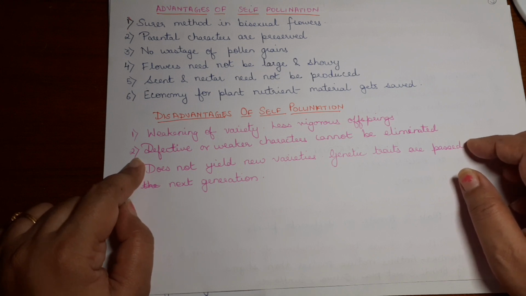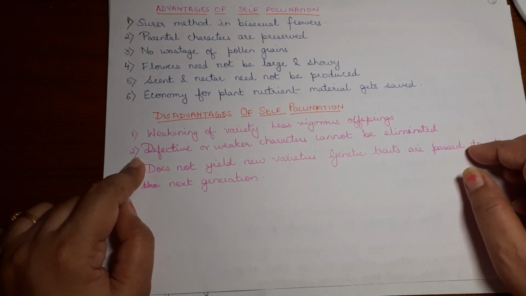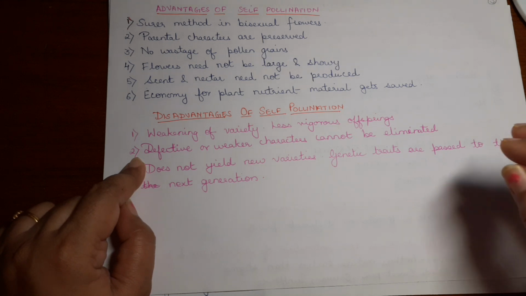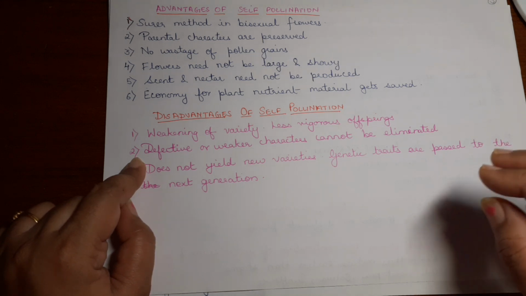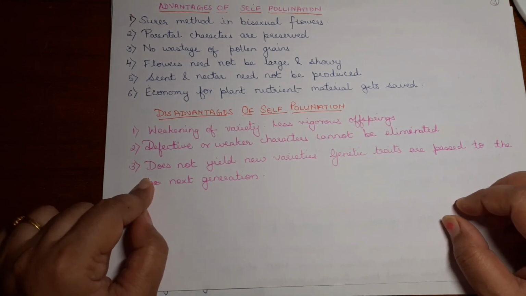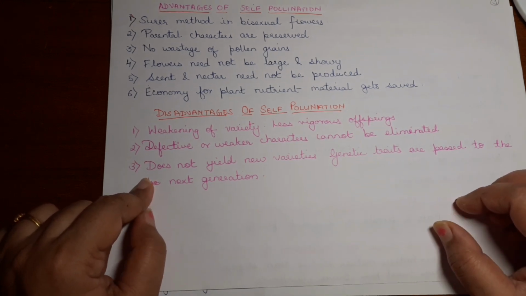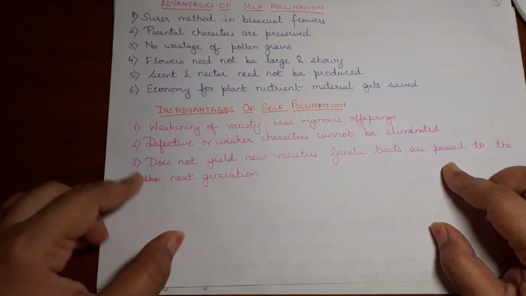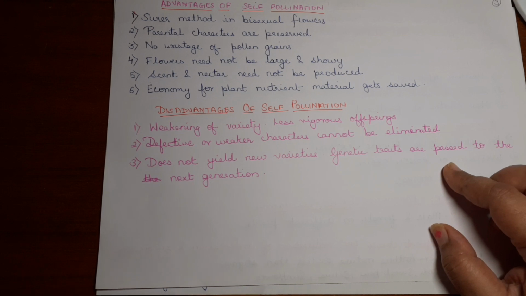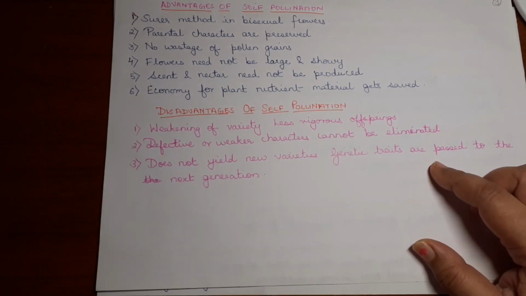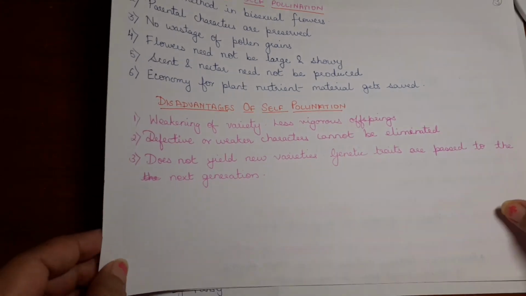Number two, defective or weaker characters cannot be eliminated. If there is any defect in the parent plant, it cannot be eliminated. The daughter plant will also have the same weakened or defective characters. Number three, does not yield new variety. You can never get a new variety from the self-pollinated flowers. Genetic traits are passed to the next generation. Whatever the characteristics of the parent are, they are given to the offspring plant.